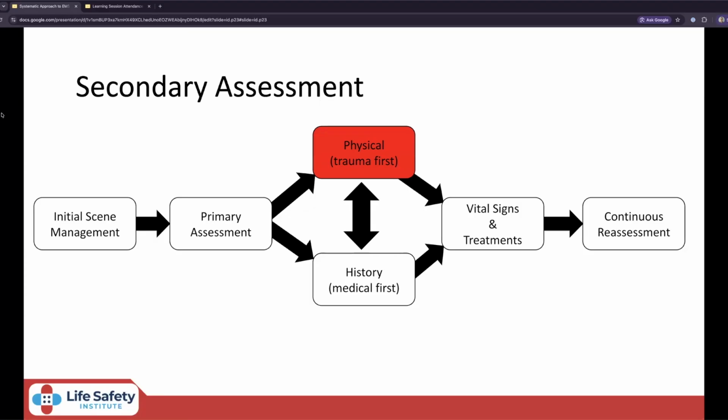Now you see in the systematic approach, it can go up, whether it's physical, or down if it's a medical call first. We go history, and then you go to the other, right? So you're actually doing both. You're getting a history and a physical. But if it's a trauma patient, you're doing the physical first. If it's a medical patient, you're getting the history first. But you still always get that history and physical. Then we'll move on to vital signs and treatments.